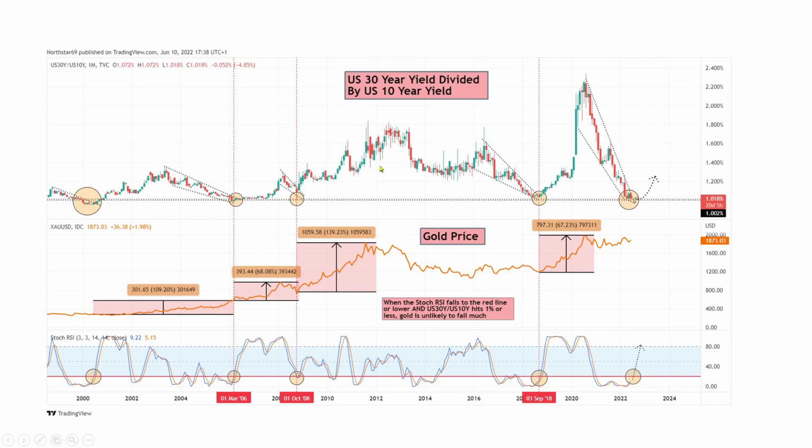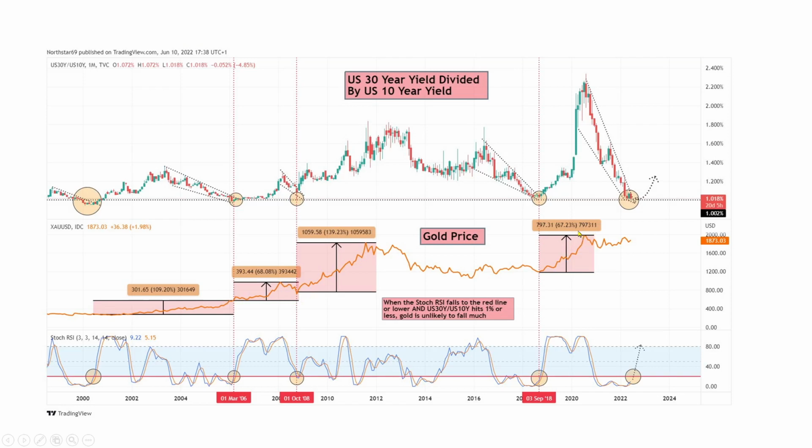This is the US 30-year divided by the US 10-year yields. What this is saying is that when the 30-year yield outperforms the 10-year yield, that's this movement going up. When inflation expectations on the 30-year exceed the expectations on the 10-year, gold starts to move higher. That's what we've seen in history. We've had a couple of pullbacks in here, but the general trend is when this outperforms, it moves on higher.